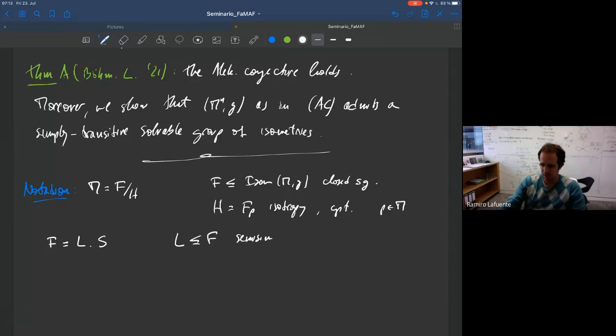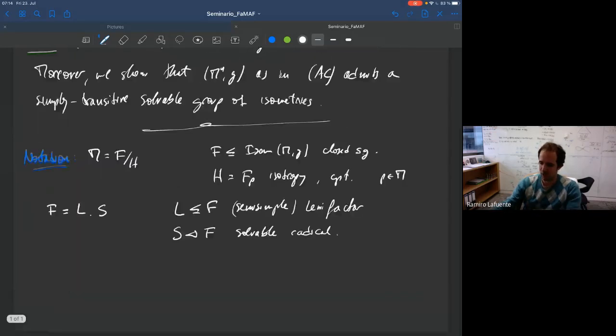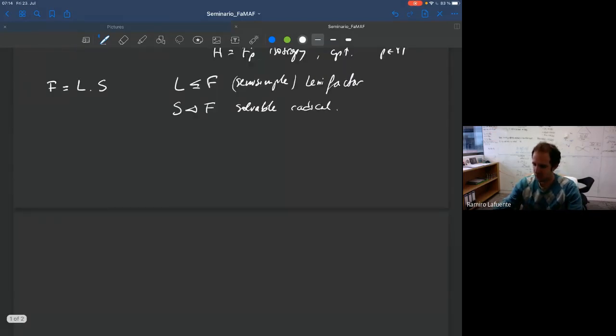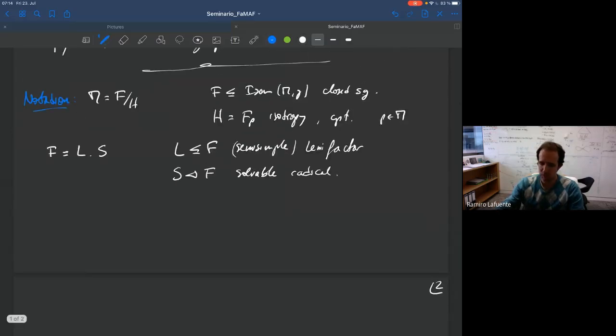maximal semi-simple subgroup, and it's called a Levi factor. That's why it's denoted by L, and S is normal in F, connected, solvable, and it's maximal with those three properties, and it's called the solvable radical. And so I just introduced this notation, which will remain for the rest of the talk, but will not be used a lot.